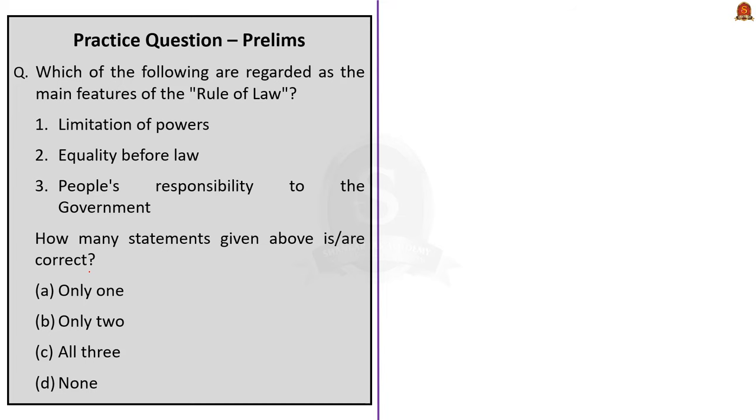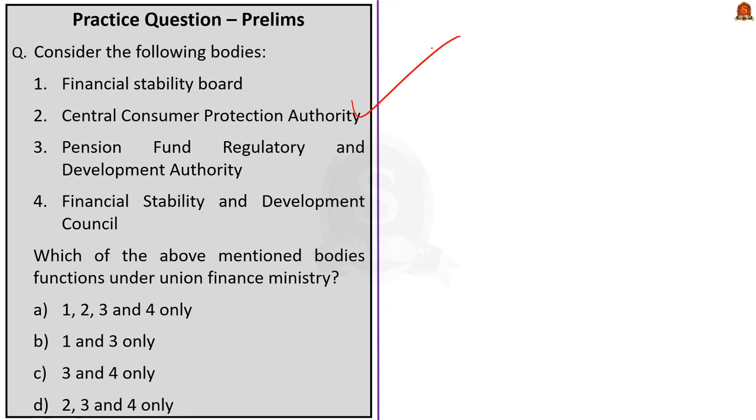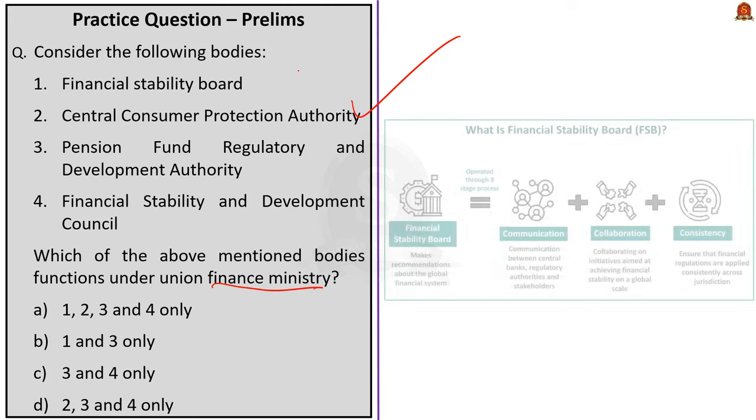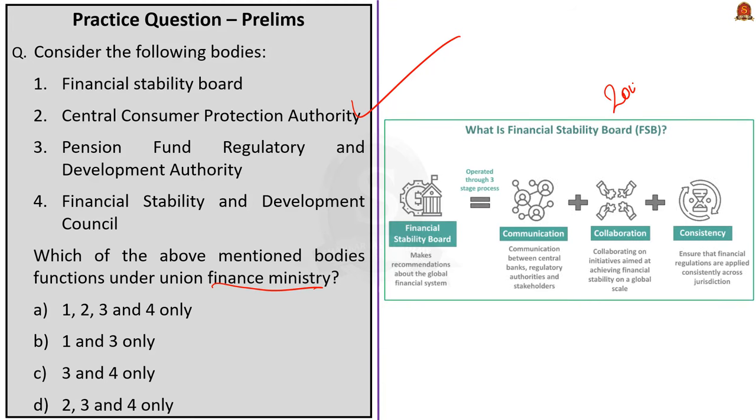Look at these bodies. These bodies were frequently in news. Here you have to find how many of the bodies mentioned functions under Union Ministry of Finance. See here, the first body, that is Financial Stability Board. It was established in 2009 after a G20 summit. It replaced the erstwhile Financial Stability Forum. Its headquarters is located in Basel, Switzerland.